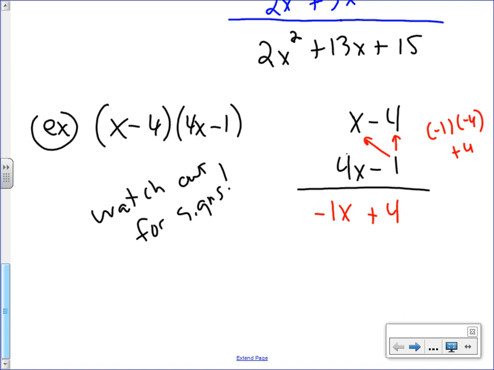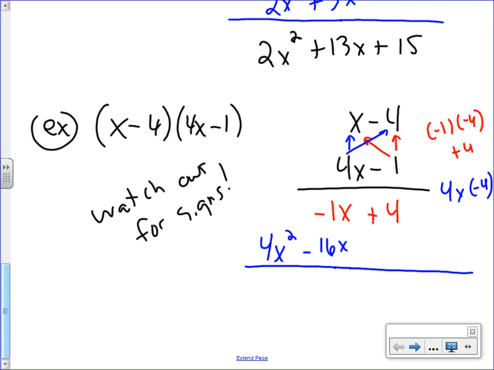What's this going to be? 4 times 4x times negative 4. So what is it? Negative 16. And then 4x times x, which is 4x squared. You see that you get 4 things, and it's just lined up differently when you do it vertically than when you do it the other way.